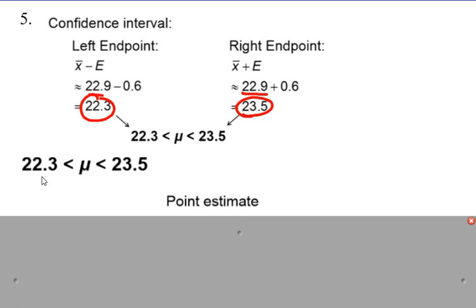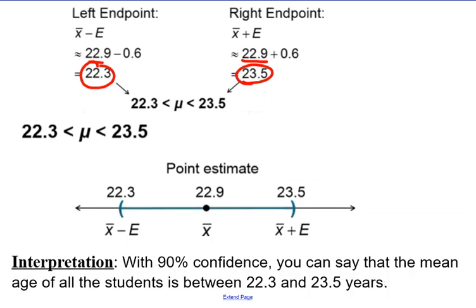We are 90% confident that the true population average age of that college is somewhere in that range. So the interpretation: with 90% confidence, we can say that the average age of all students is somewhere between 22.3 and 23.5. That's what a 90% confidence interval for this would say.